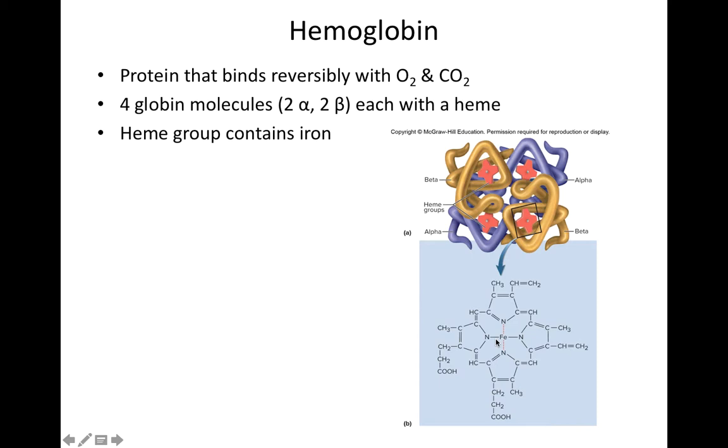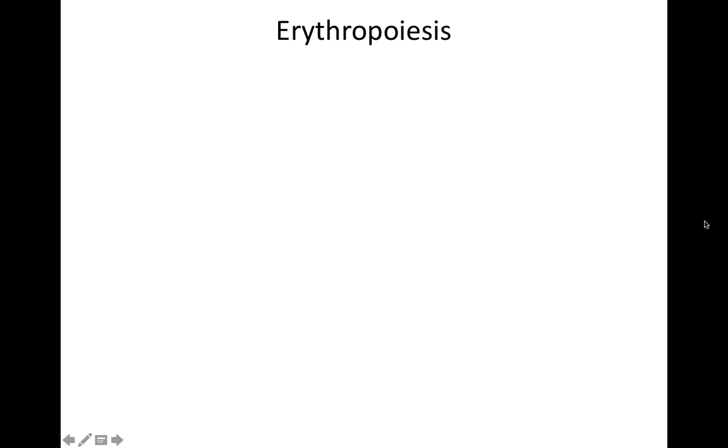Now, hemoglobin binds reversibly with both oxygen and carbon dioxide. The heme group is where oxygen is going to bind. The globin is where CO2 binds. So they do not compete for a binding spot, and that is important in terms of having a protein that can carry both. So let's talk about what's called erythropoiesis, or the process of making new red blood cells.